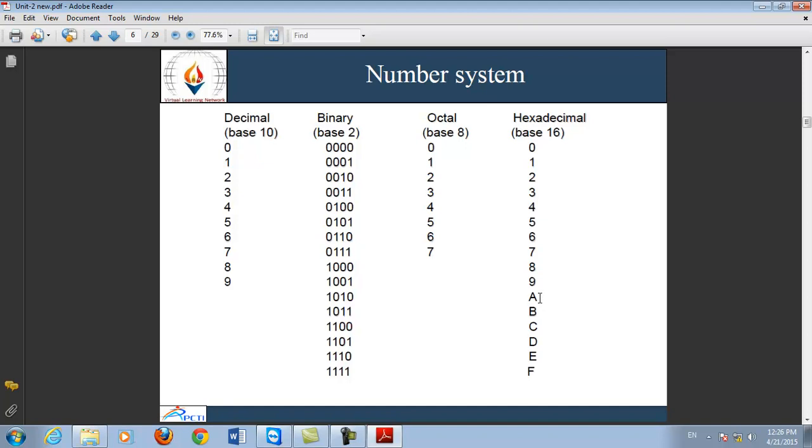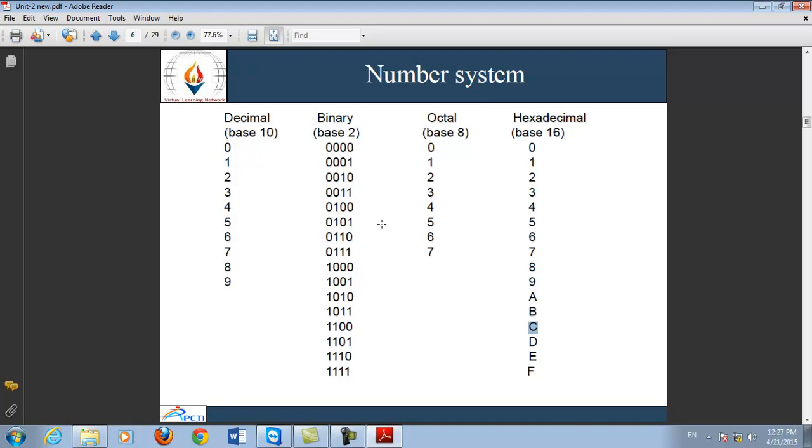Like 10 is represented by A, 11 is represented by B, 12 is represented by C and so on till 15. And octal contains a total of 8 digits, that is from 0 to 7. Now, what about the binary numbers? Decimal, octal and hexadecimal numbers are predefined. That means each contains a particular range of numbers, that is from 0 to 9, 0 to 7, or 0 to 9 or A to F.